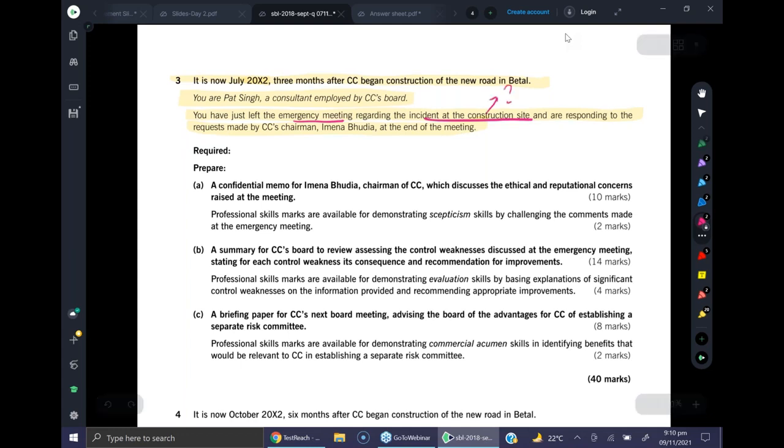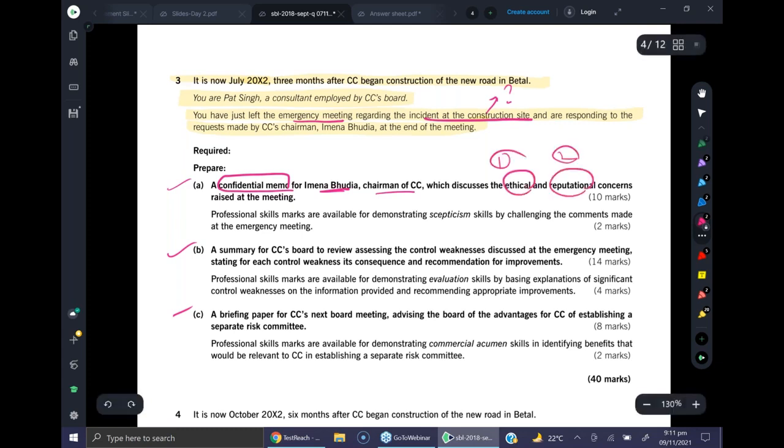So there are 3 parts of question number 3. Part A is prepare a confidential memo. The format of the memo and confidential memo is the same except you write confidential memo and not simple memo as the heading, right? So confidential memo for Amina. So you have to write this for Amina. Do you know who is Amina? The chairman of CC, which discusses the ethical and reputational concerns raised at the meeting. So I'll have to find out which exhibit has the information on this meeting and what ethical and reputational issues.